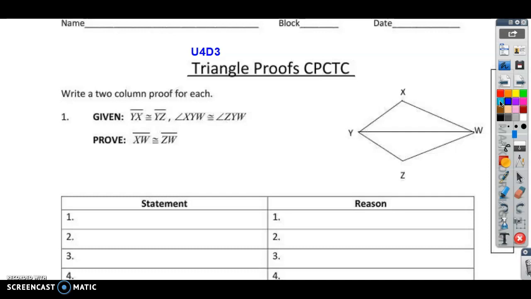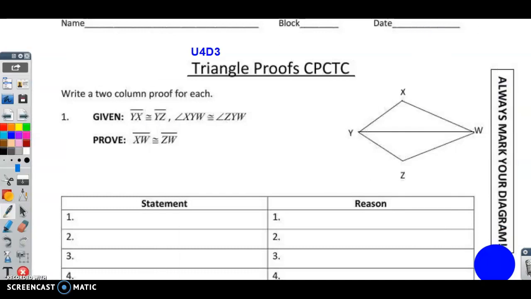Okay, so we are going to learn a little bit about two-column proofs as we're going through this. And I know it looks a little different and you've never seen this before, and that's perfectly fine.